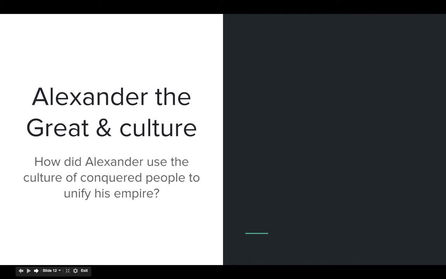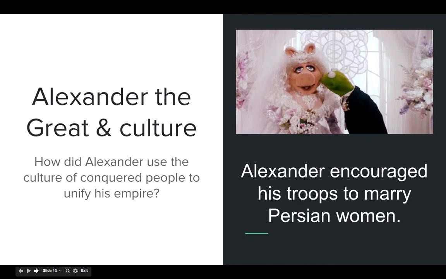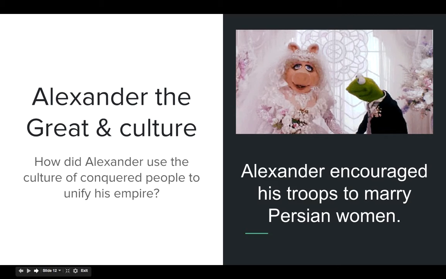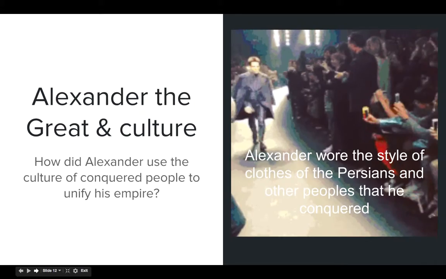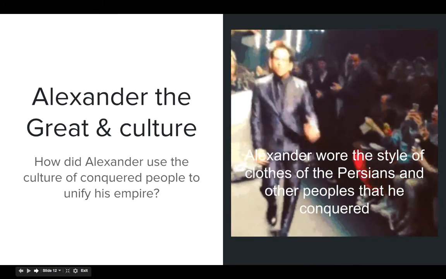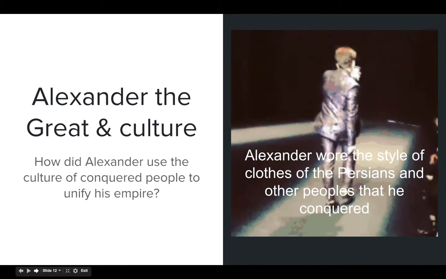So the next thing he does, Alexander uses culture, and we want to know how he uses the culture of conquered people to unify his empire. One of the things that he did is he encourages his troops, these Macedonian troops, to marry Persian women. And that was one way that he did it. Another way that he did it was he wore the style of clothes and the fashion of the Persians in order to show respect for their culture and those kinds of things.